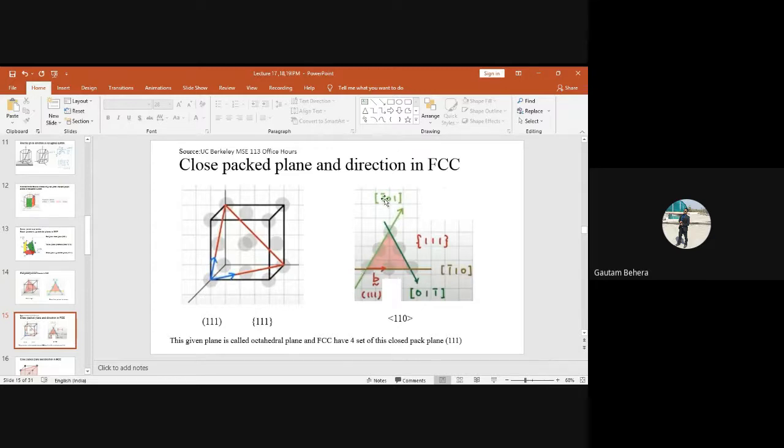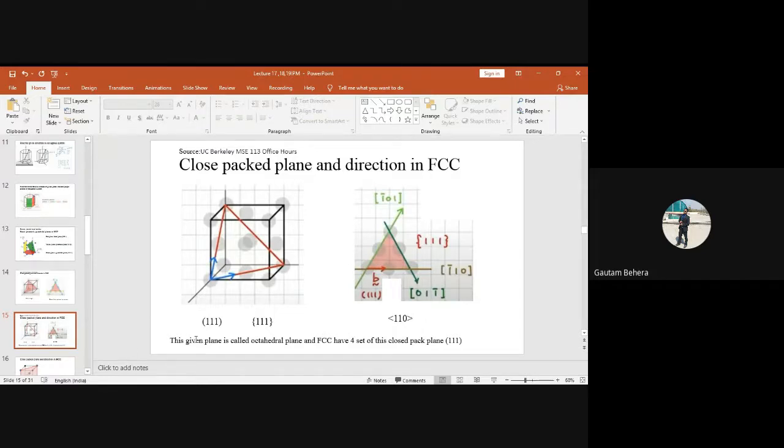Just have a look. For green, this is 1 bar, 0, 1. For this direction, it is 0, 1, 1 bar. And for this direction, the red one, this is 1 bar, 1, 0, right? All belong to the same family. That's why I have written 1, 1, 0. You have to remember this. If anybody asks what is the close packed plane in face centered cubic crystal, just tell them 1, 1, 1. You can write the family, right? And what is the close packed direction in face centered cubic crystal? That is 1, 1, 0. Family, right?